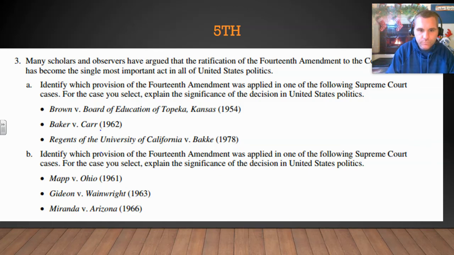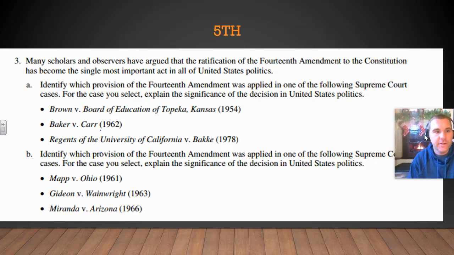Okay. All right. I'm going to do one quick practice question with you all, then we'll end this video for the day. It says many scholars and observers have argued that the ratification of the 14th Amendment to the Constitution has become the single most important act in all of U.S. politics. Identify which provision in the 14th Amendment was applied in each of the following court cases, and basically tell me what happened.